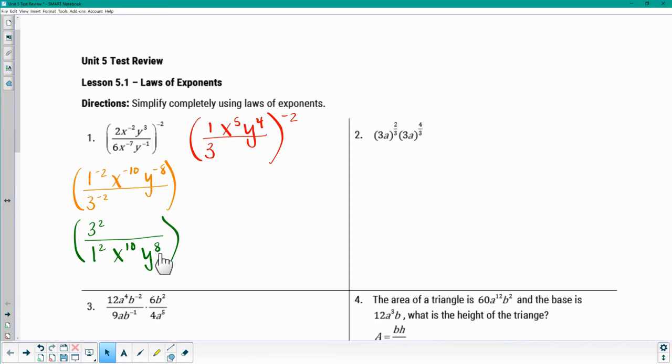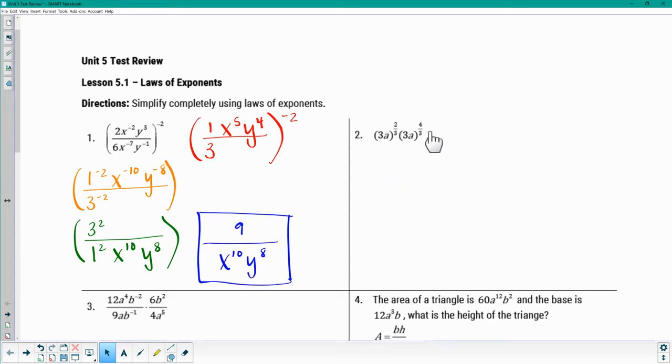The last and final step is to distribute any exponents that you can. So 3 squared does become 9, and 1 squared is just 1, so we don't have to write that, but the x to the 10th and the y to the 8th stays in the denominator.